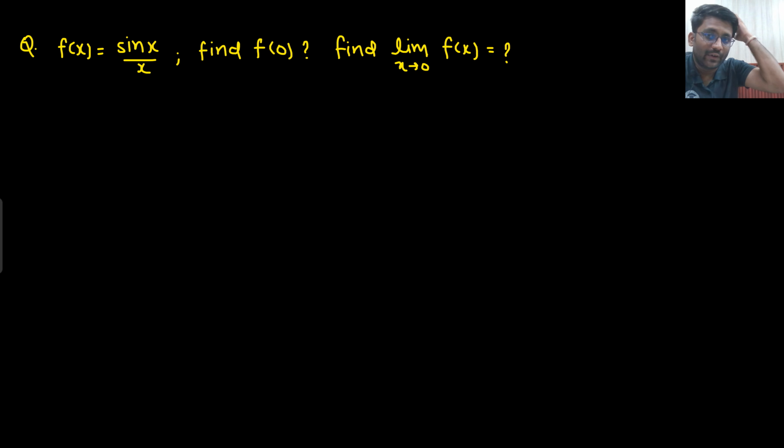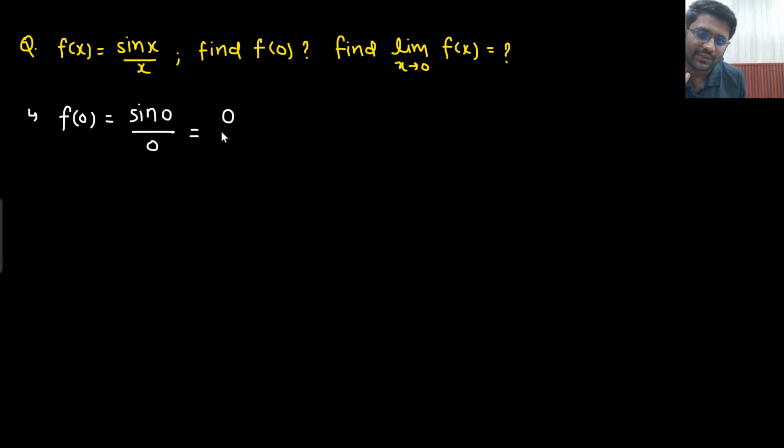f of x is given. You need to find out the value of f of 0 and you need to find out the limit x tending to 0 f of x. Okay. So first let me know what is the value of f of 0. Sir, f of 0 will be nothing but sine of 0 divided by 0. What is the value of sine 0? So that is 0 only. 0 divided by 0, it is undefined.